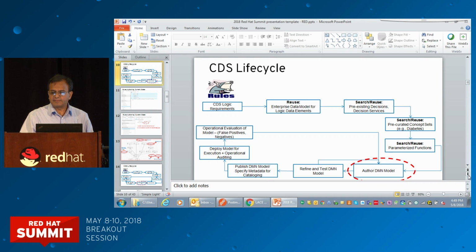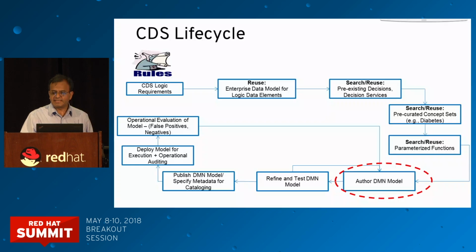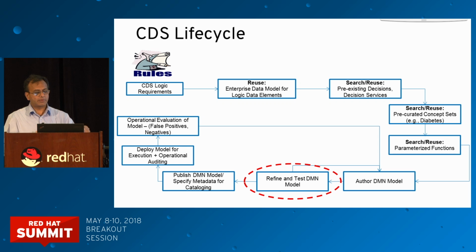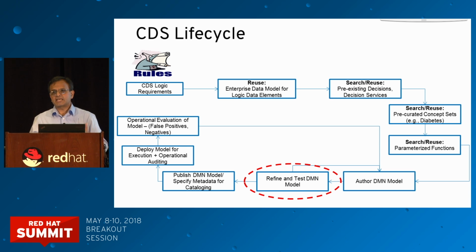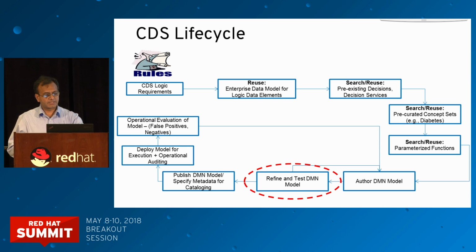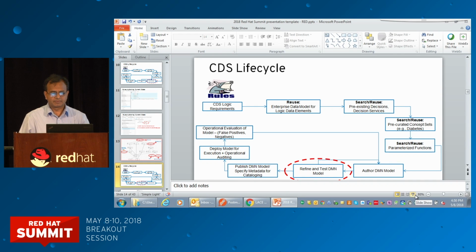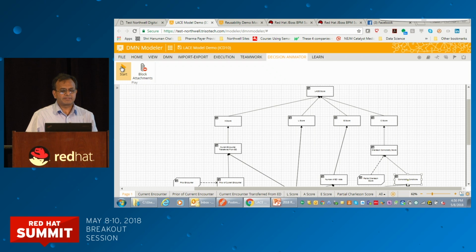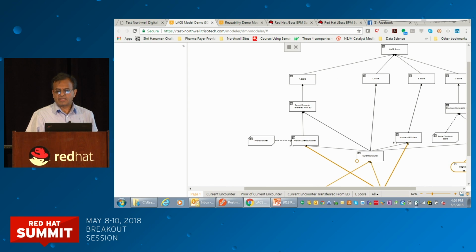So let me go back, and the next step is to refine and test. Let me show you how a business analyst or a clinical informaticist would refine and test the DMN model. So let me go back here and start the decision animator.